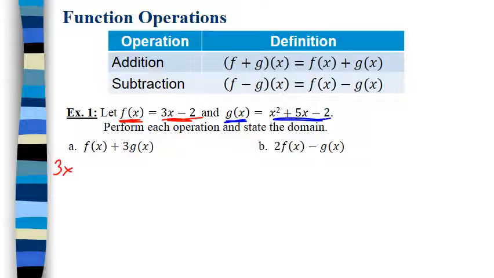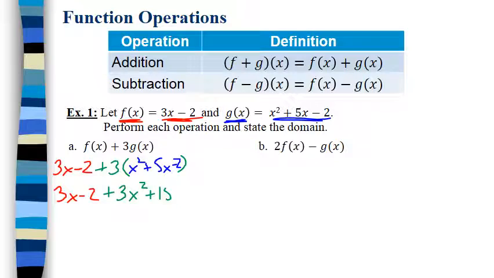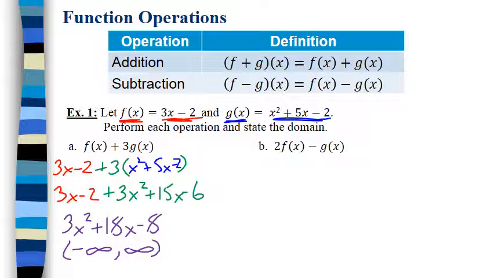So f of x is 3x minus 2 plus 3 times what g of x is, and g of x is x squared plus 5x minus 2. So when we rewrite this, we have 3x minus 2, and then plus 3 times g of x is 3x squared plus 15x minus 6. And so we combine like terms. So 3x squared plus 18x minus 8. And we know from polynomials unit that we can put any value we want in for x. This is called the domain, right? And all possible values for x are all real numbers.